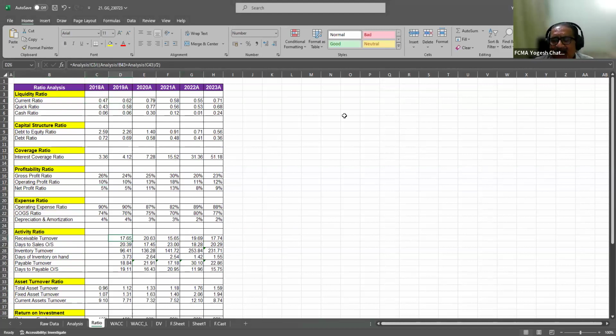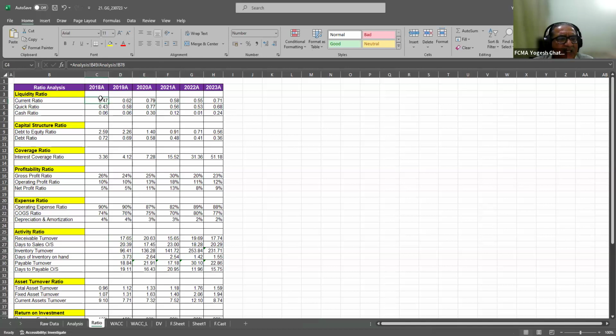And ratios, you will appreciate, are only meaningful when we do time series analysis, meaning we compare the ratios of the same company across different years, or we do sectoral analysis, comparing the ratios of this company with similar companies operating in the industry. So that will provide us more insight. Merely having a ratio will not give us the correct picture.